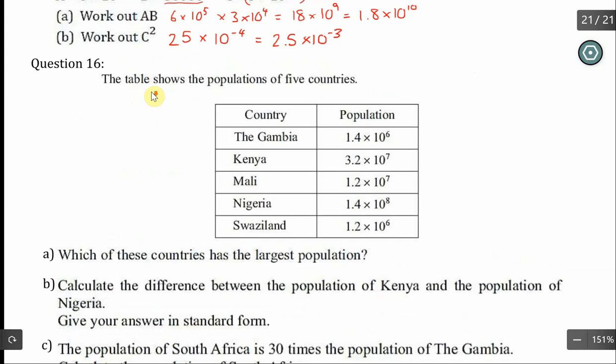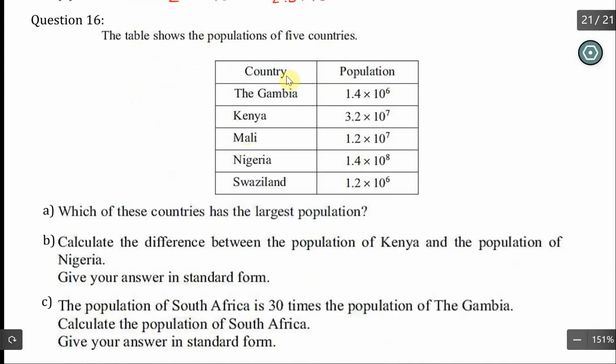The last question gives us the populations of 5 countries in Africa. Which of these countries has the largest population? So I'm looking at the powers first. The only one with a power of 8 is Nigeria. So it is at least, well, it's a lot bigger than the others because it uses an extra column of place value. So Nigeria is the answer to that.